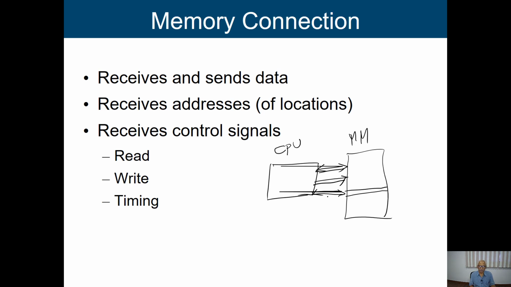So what kind of control signals do we have? One, say, the read signal. With the help of the read signal, we indicate that we are going to read the information, or fetch the information, from memory. With the help of the write signal, we say that we are going to write new information in the memory, and we have to control the timing issues also.